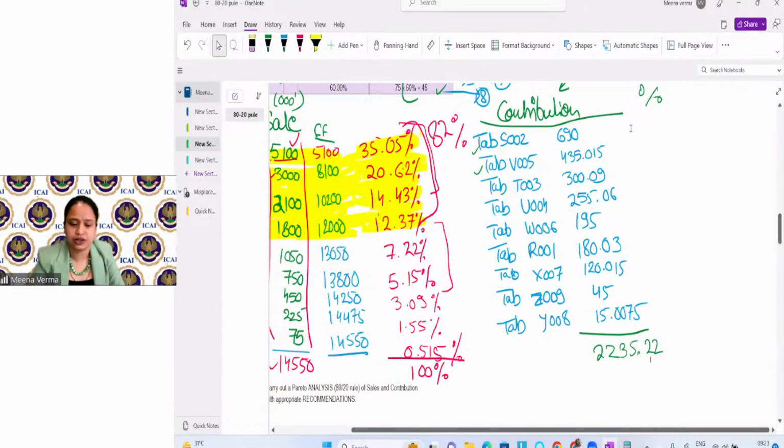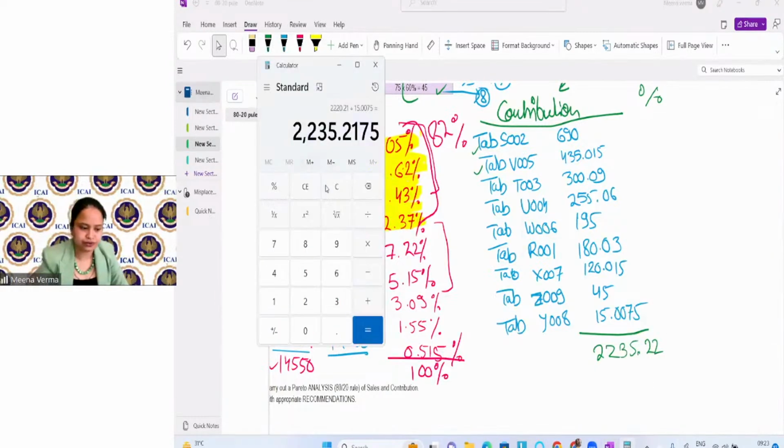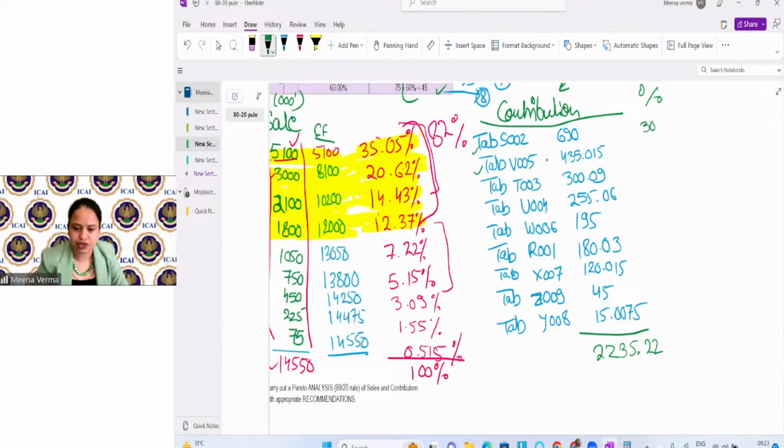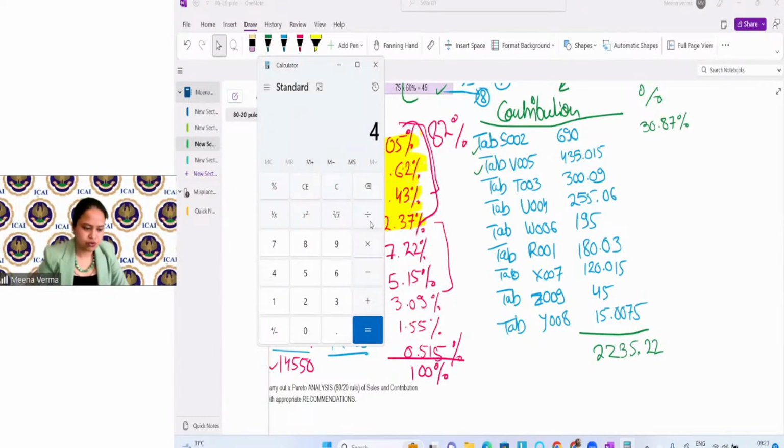This is the total value, right? Now let's see the contribution percentage. So 690 divided by the total value, 2235.22, is 30.87%. Second value, 435.015 divided by 2235.22. So this is 19.46%.